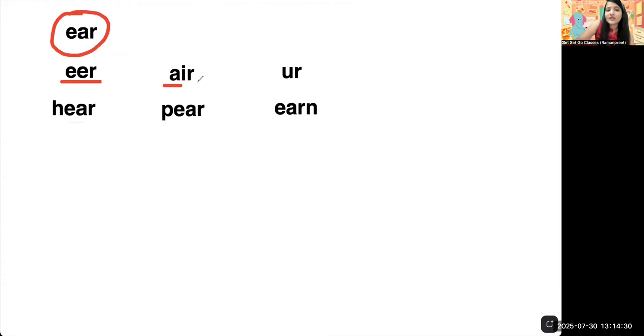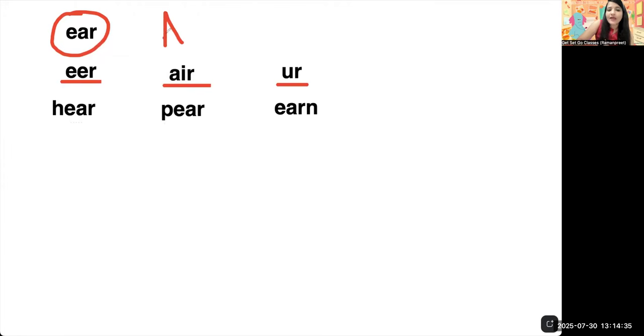If I write down a word here, h and ear, you are going to read it as hear. Did you hear me? And if I write down the word p and EAR, air, this word is going to be read as pear. So that's the second pronunciation. And if I write down this word, then it's earn. So this is the third sound which EAR can say. So these are different sounds which EAR can say together: ear, air, and urr.